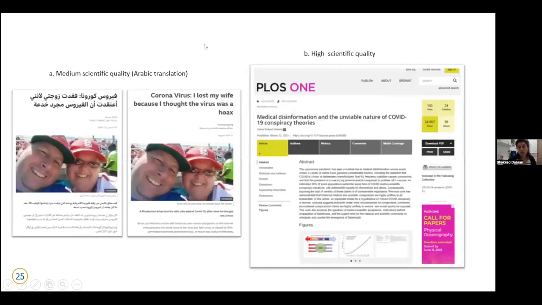What do we mean when we say scientific quality? We can see on A, this is good content, from the BBC News platform, but it's not of scientific quality. It does not have references. It does not have a list of sources. Compared to the academic side on B, which presents an academic journal article.